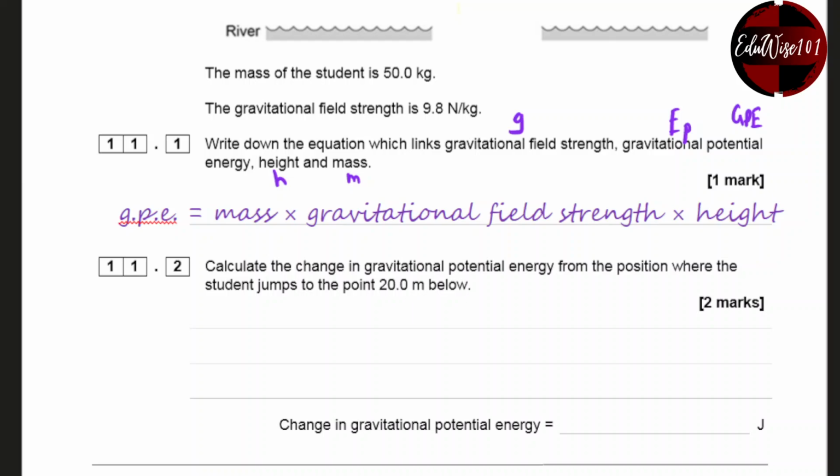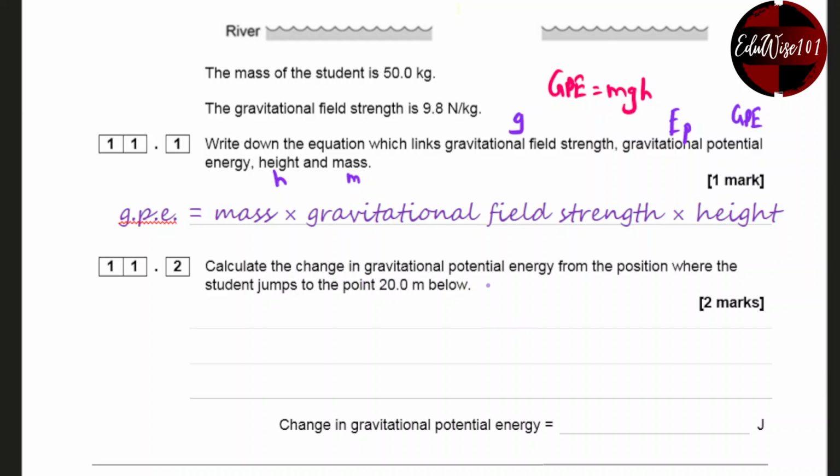Gravitational potential energy equals the mass multiplied by the gravitational field strength multiplied by the height. You can write the symbol equation, which is, we use a different color, GPE equals mgh.